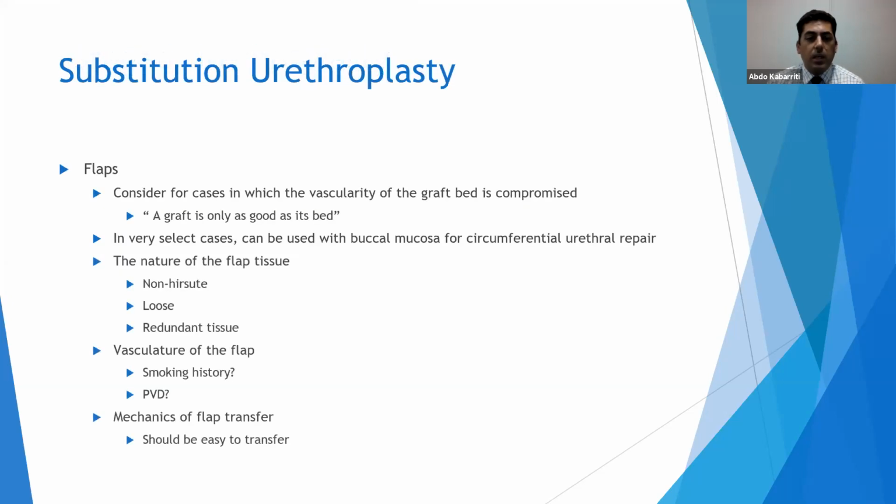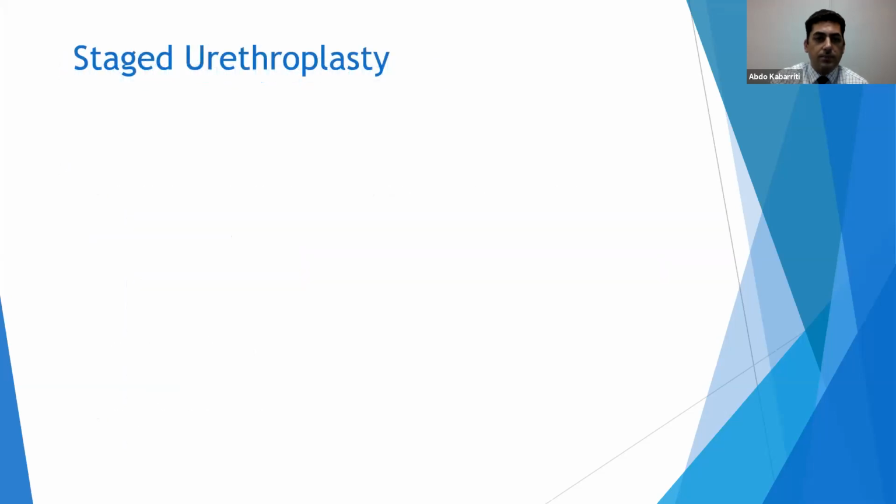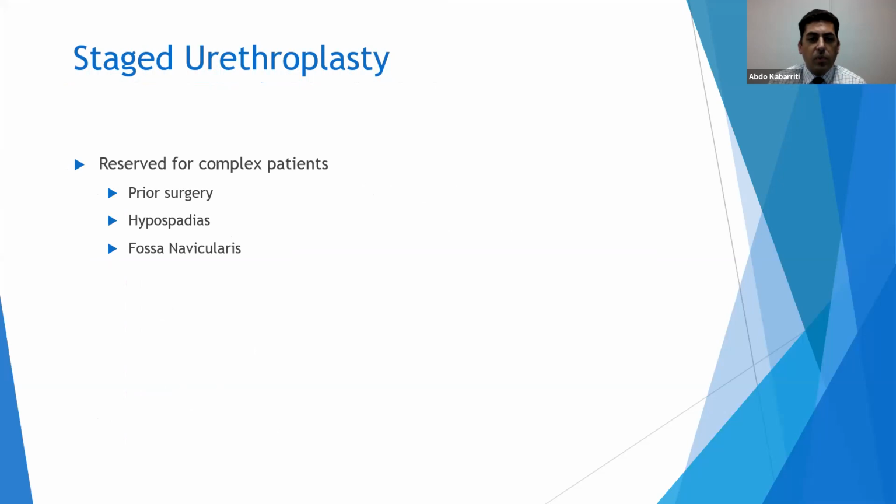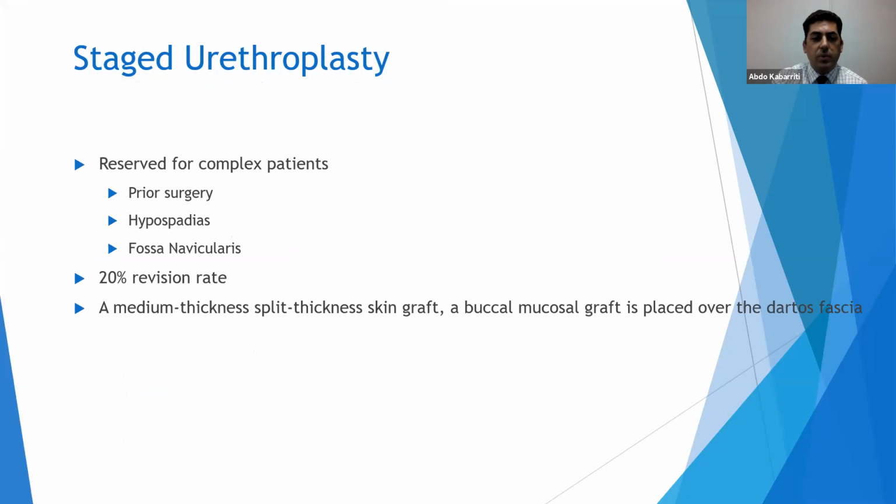It goes without saying that in patients with lichen sclerosus, you should never use their skin for a flap for urethroplasty. And then there's the idea of a staged urethroplasty. These are reserved for very complex patients, such as those who had prior surgery, have hypospadias, or potentially in the fossa navicularis. They do have a decent revision rate.